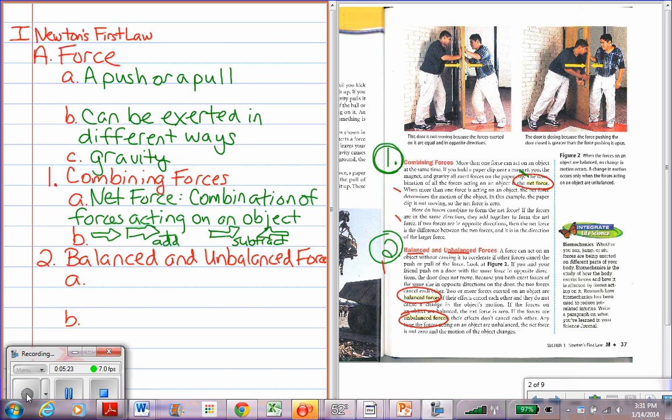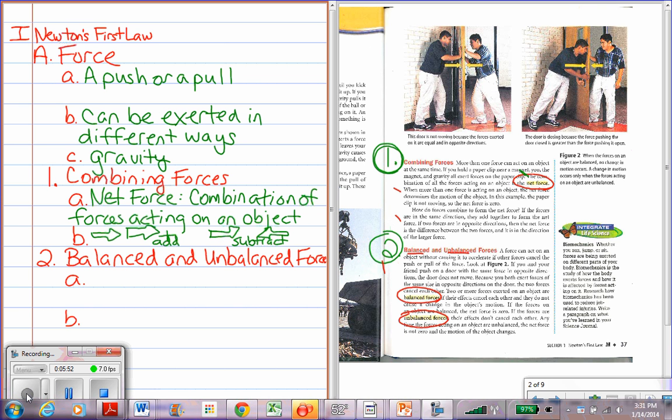Now our next heading is balanced and unbalanced forces. A force can act on an object without causing it to accelerate if other forces cancel the push or pull of the force. If you look at Figure 2, if you and your friend push on a door with the same force in opposite directions, the door does not move because you both exert forces of the same size in opposite directions on the door. The two forces cancel each other.